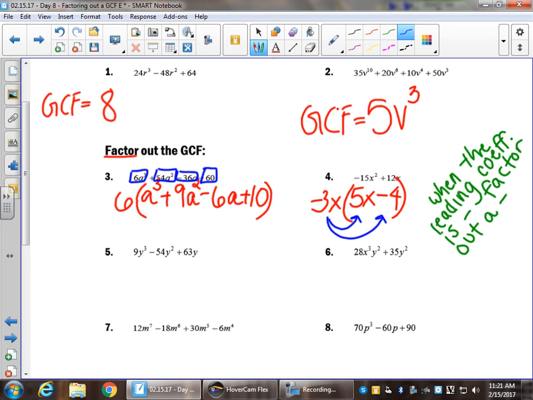Let's all sit up nice and tall. Everyone? Okay.